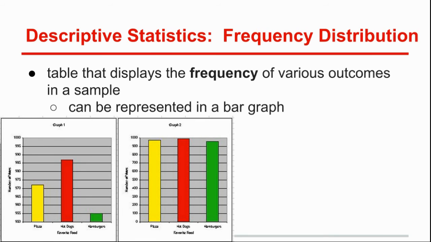So you have to be careful when looking at frequency distributions and bar graphs that are used to represent them, to make sure you understand how the scale on each axis was determined and if that's really representative of what's going on.